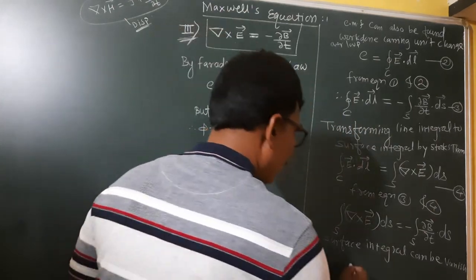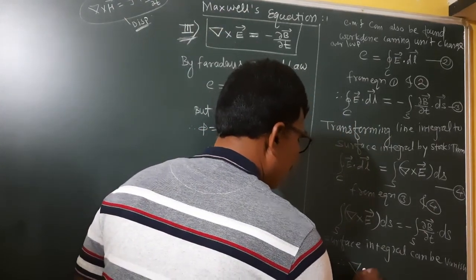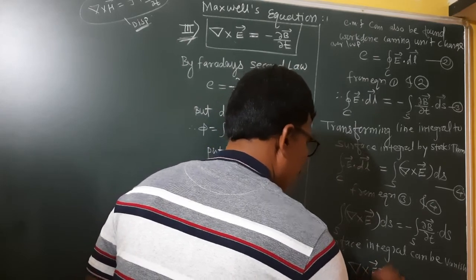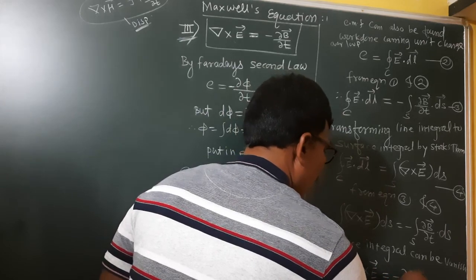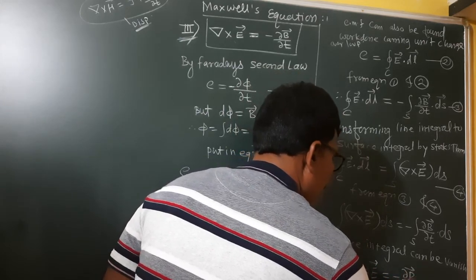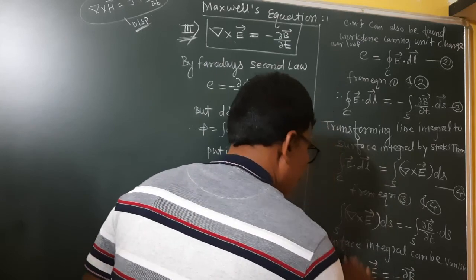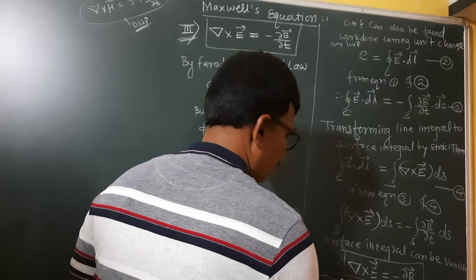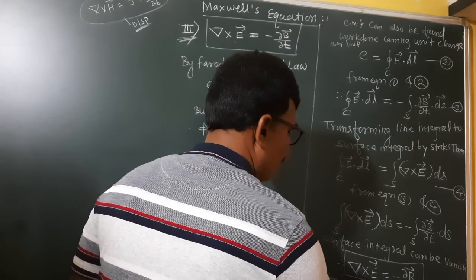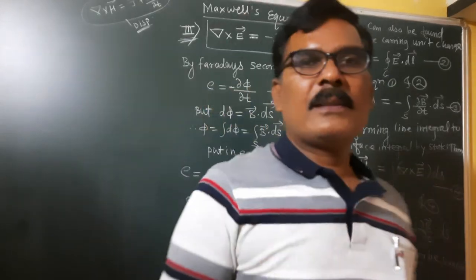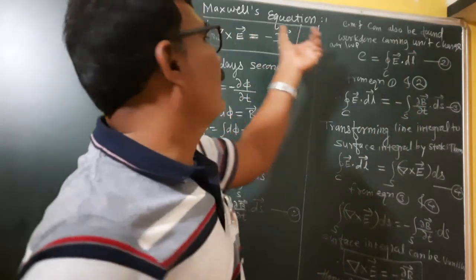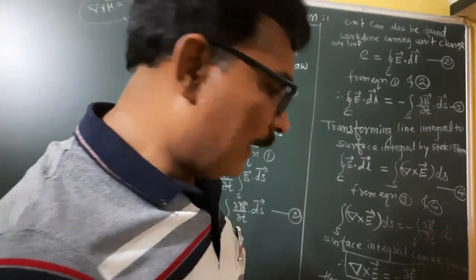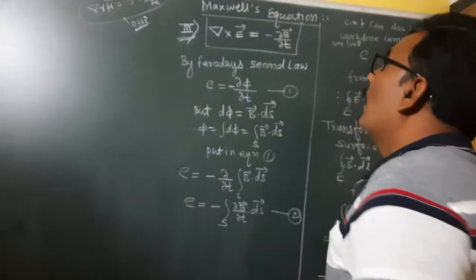What remains is curl of E⃗ is equal to minus ∂B⃗/∂t. Hence proved. And this equation is called Maxwell's third equation, that is curl of E⃗ is equal to minus ∂B⃗/∂t. A very simple equation to prove here.